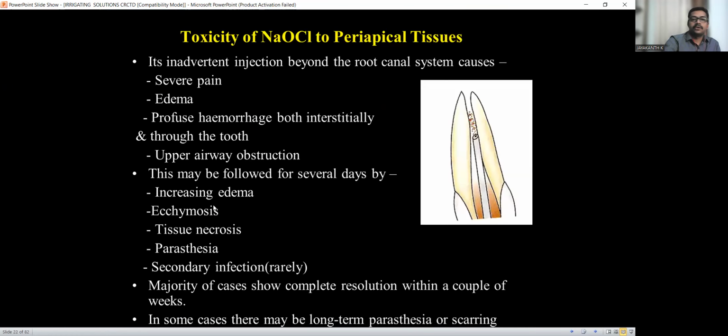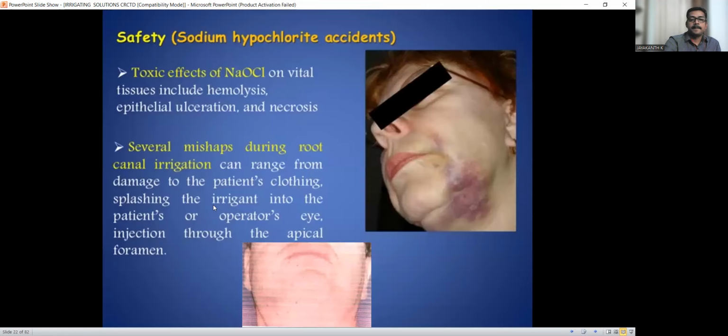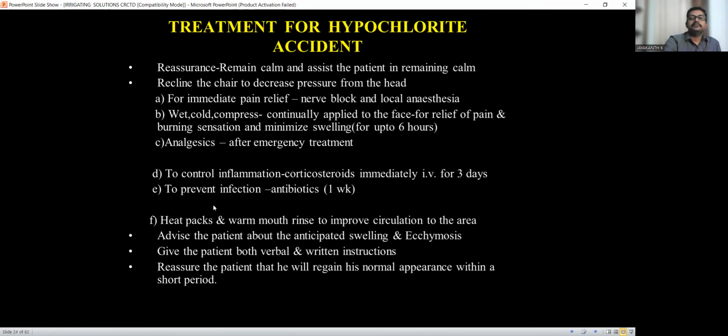So what is the cause, or how does it happen? Basically, sodium hypochlorite is a hypertonic solution. So when it is accidentally extruded through the periapical area, since it's hypertonic, it draws blood from the capillaries into the interstitial spaces, causing bleeding into the interstitial spaces, and the resultant symptoms. Now let us see the treatment for hypochlorite accident.